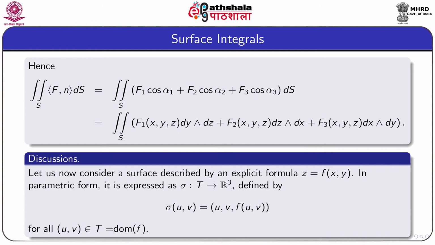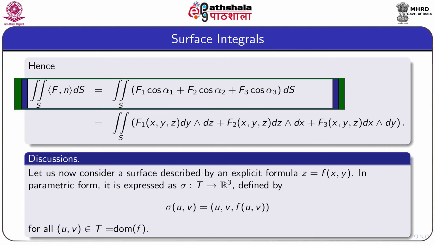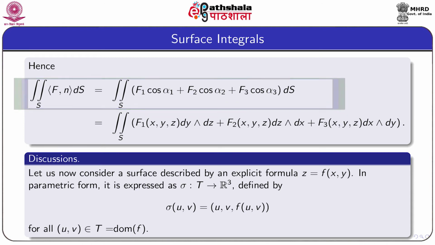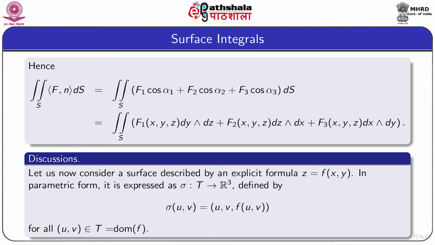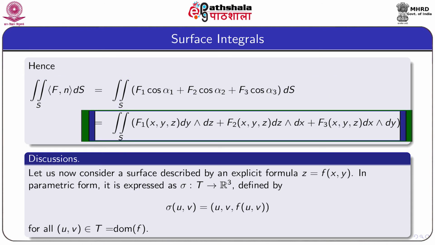Hence, the surface integral of the inner product F·n over the surface S equals the integral over S of (f1 cos α1 plus f2 cos α2 plus f3 cos α3) dS. This equals the double integral over S of f1(x,y,z) dy∧dz plus f2(x,y,z) dz∧dx plus f3(x,y,z) dx∧dy.